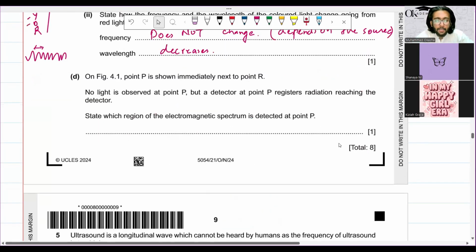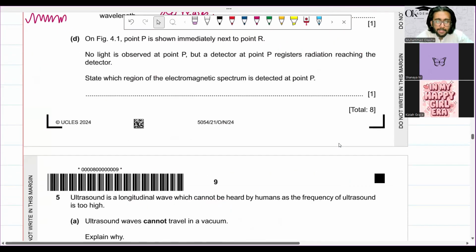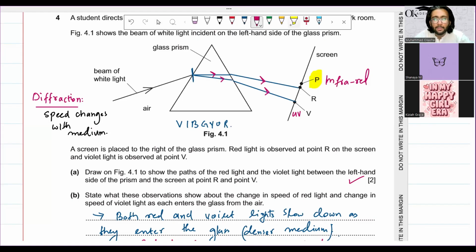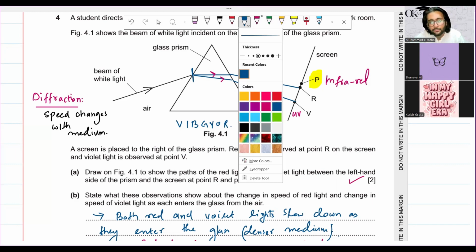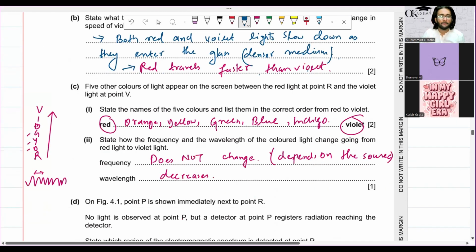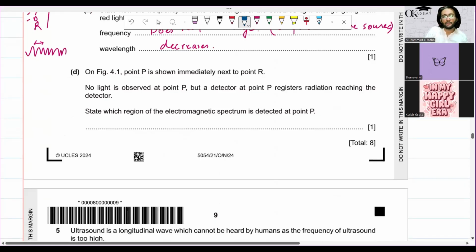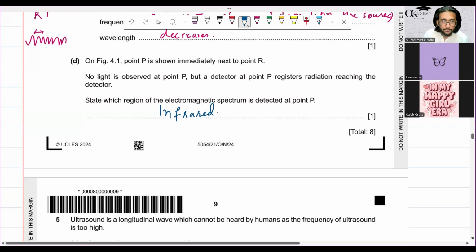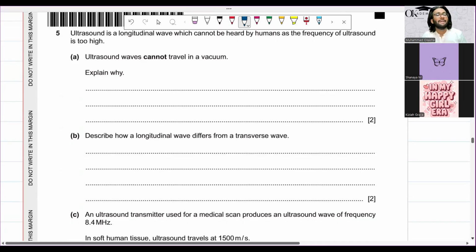State which region of the electromagnetic spectrum is detected at point P. Well, it is infrared. Normally, the way we experience infrared is through heat. You may not see infrared, but the way we experience it is through heat. So the region detected at point P is actually infrared. So we're done with question number 4.